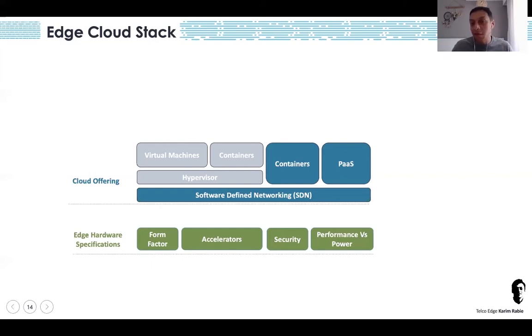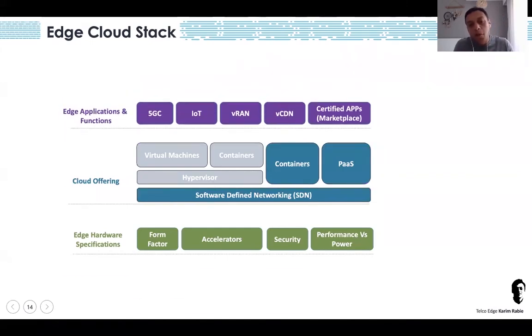Some provide database as a service for 5G, so that's a PaaS. But the PaaS as a capability should be there. And then on top of that, the ideal applications for the edge: 5GC is one of them, definitely 5G core, the IoT, the vRAN, CU and DU, and then the CDN, as one of the use cases for consumers.